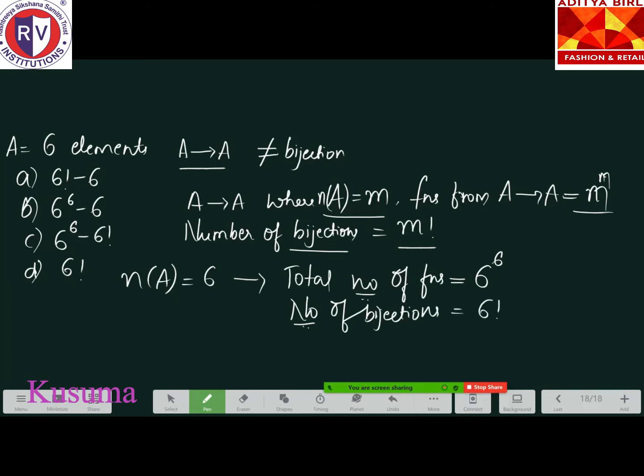So the number of distinct functions from A to A which are not bijections will be 6 to the power of 6 minus 6 factorial, right? We calculated the total number of functions and subtracted the number of functions which are bijections. So that will give us the number of functions from A to A which are not bijections. So the right answer, the right option, is option C.